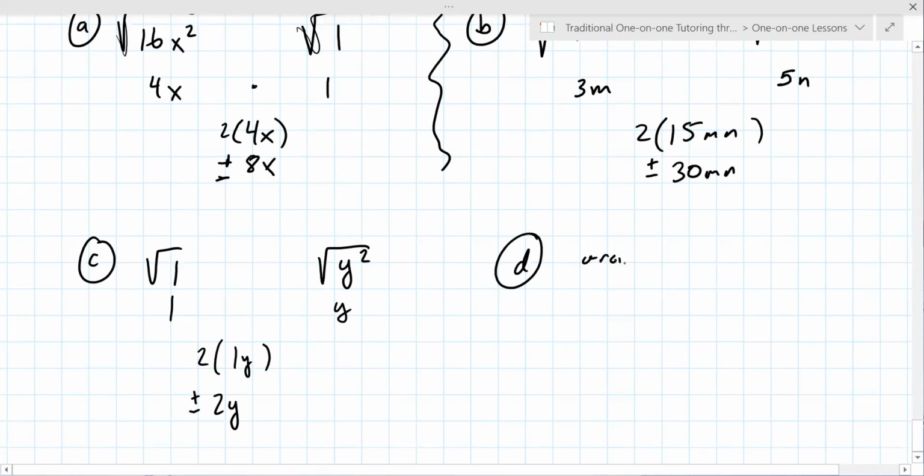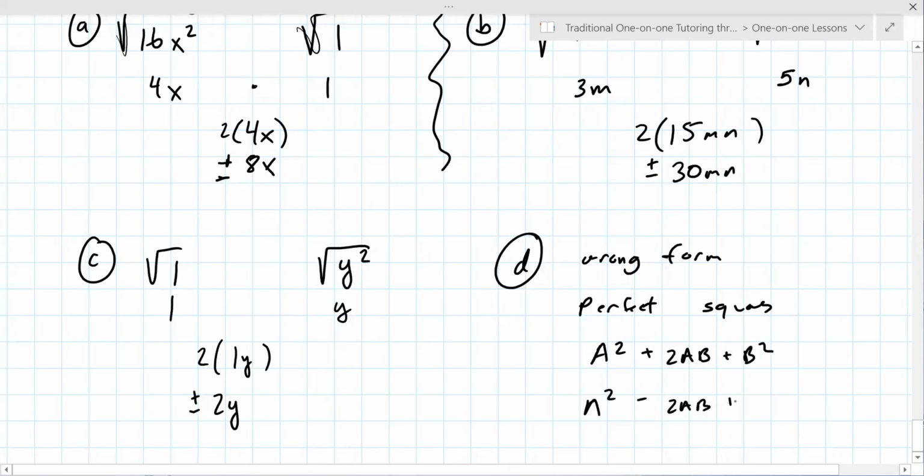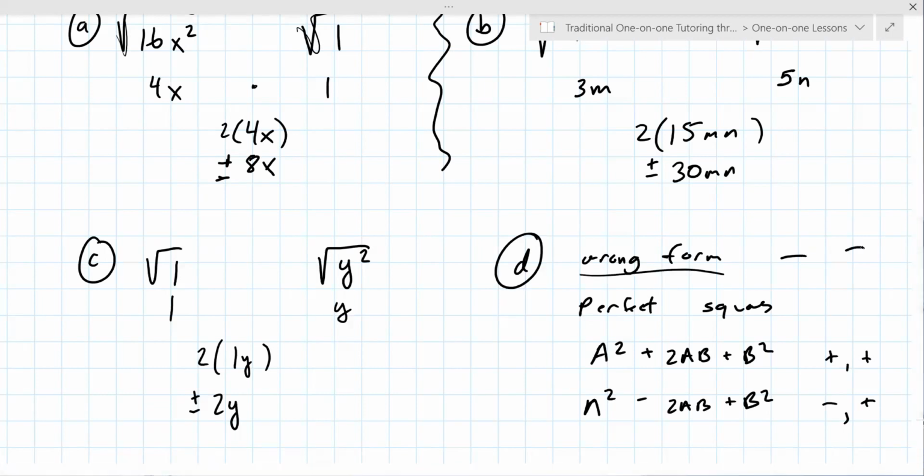D has the wrong form. You will never see perfect squares in this form. Perfect squares have the following form: a squared plus 2ab plus b squared, or a squared minus 2ab plus b squared. So it's either going to be plus plus or minus plus. D has the wrong form. It's minus minus. So D is your answer for that.